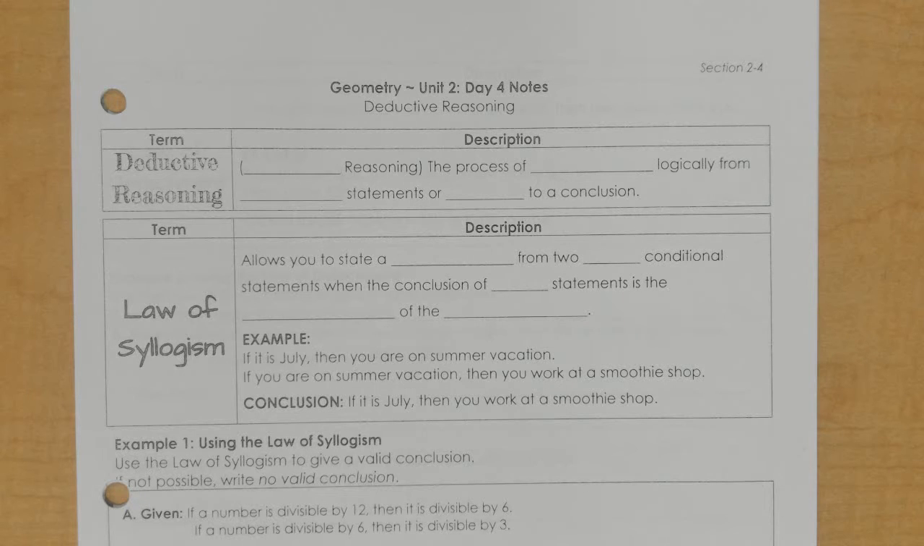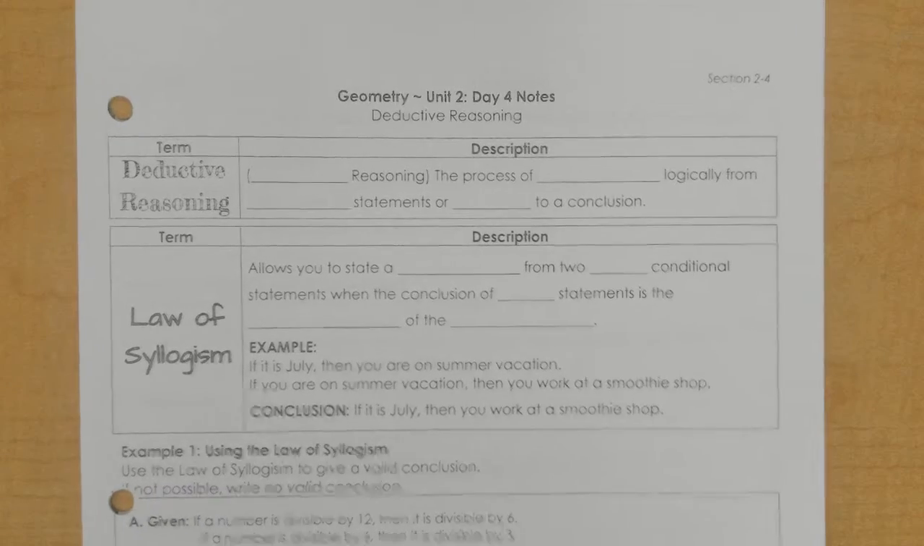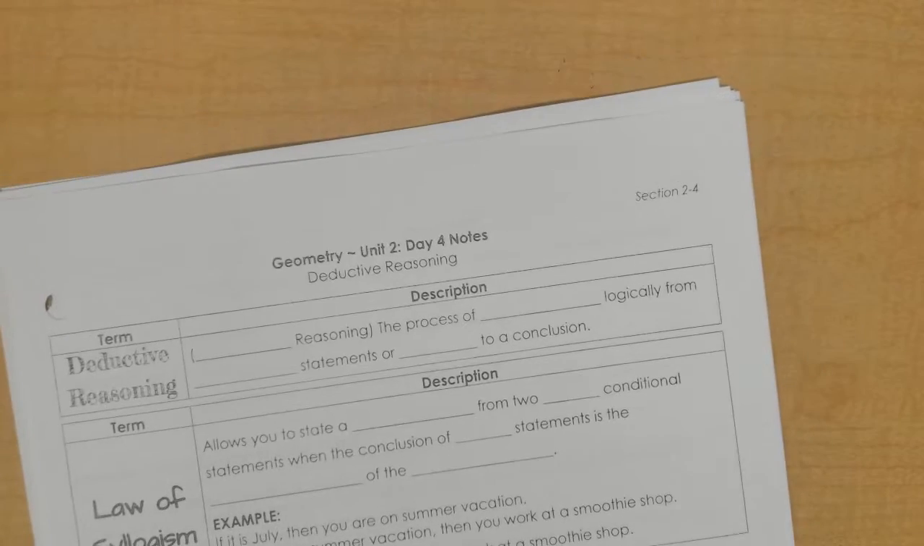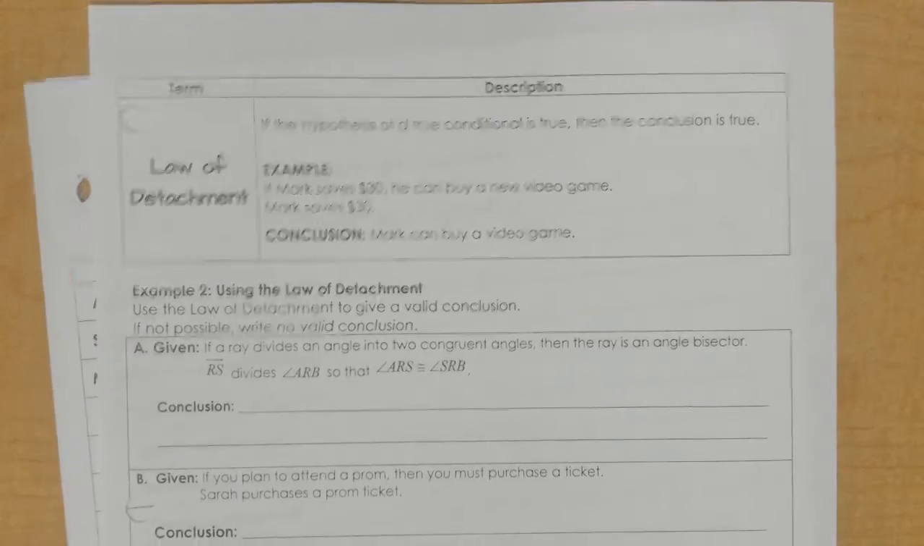Alright, for day 4 notes, we have something called deductive reasoning. And there are 2 laws that we will talk about with deductive reasoning. The first one is the law of syllogism, and the second one on the next page is called the law of detachment.